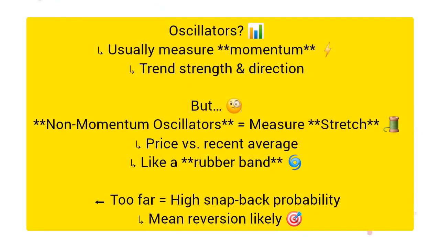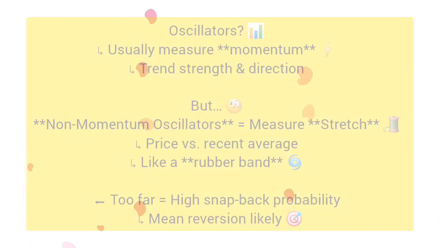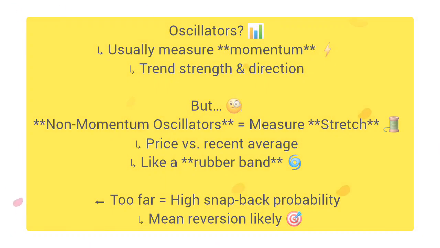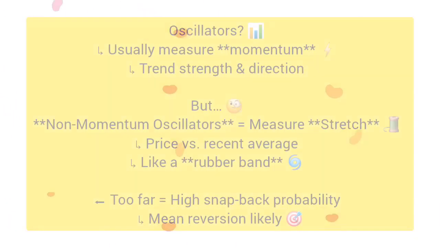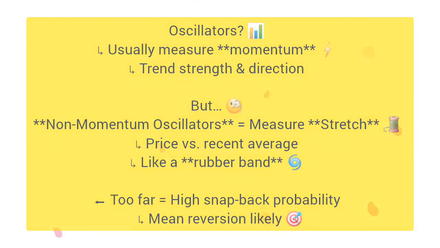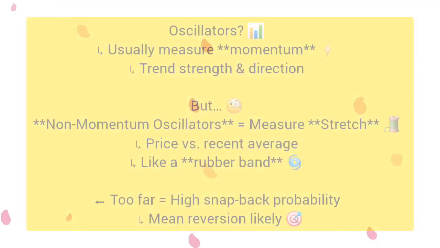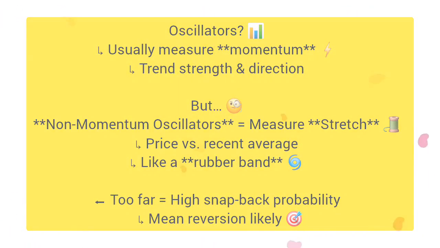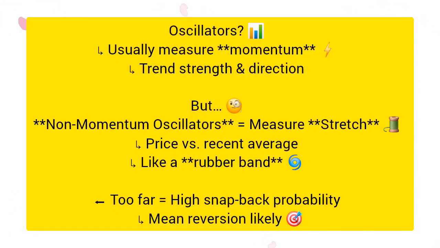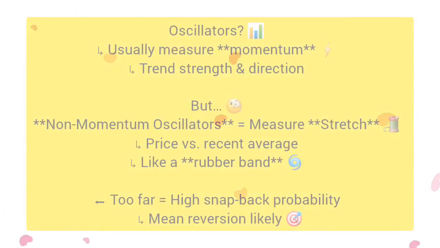The term non-momentum oscillator might seem strange at first. Don't all oscillators in one way or another deal with measuring, quote, momentum or the acceleration of price? Yes, but there is a subtle and very important difference. While classic momentum oscillators focus more on the strength and direction of a trend, non-momentum oscillators measure how, quote, stretched or overextended the price is relative to its own recent average.